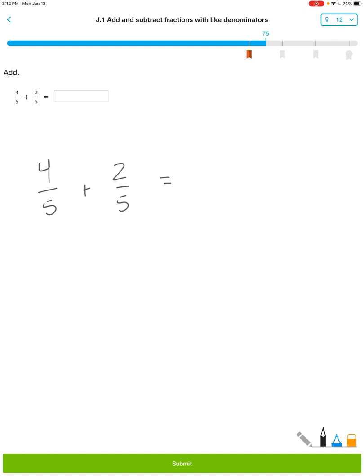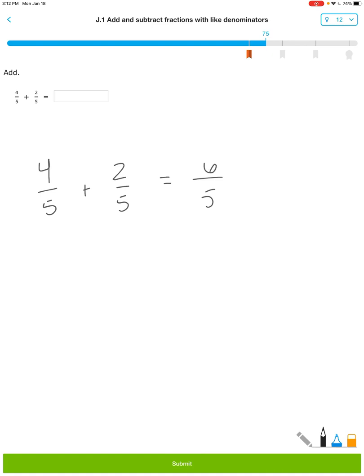Okay, so whenever we're adding or subtracting numbers with the same denominator, we want to continue to use that same denominator. So I'm going to go ahead and write that denominator in my answer over here on the right, and the denominator that we have is 5. Okay, once we have that, we can add the top two numbers, the numerators, together to find our solution. So in this case, we have 4 plus 2, which gives us 6.